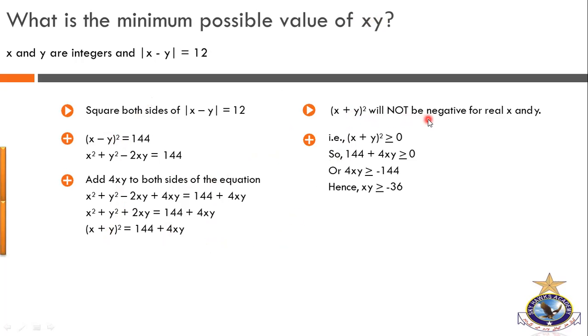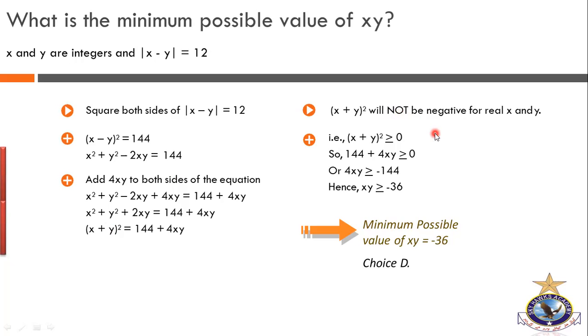So this will not be negative for real x and y. Is there any good reason why it will not be negative? Isn't it because before it was minus y, but there's no negative sign anymore since we squared it? We squared the absolute value sign away.